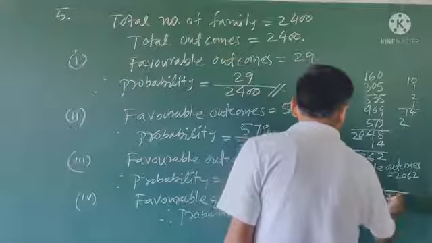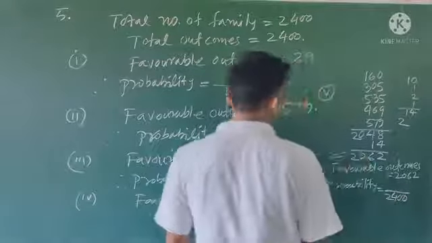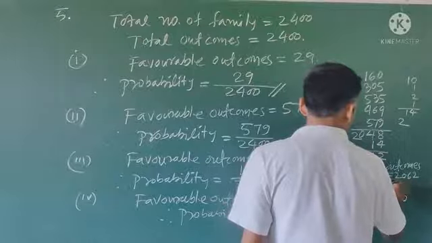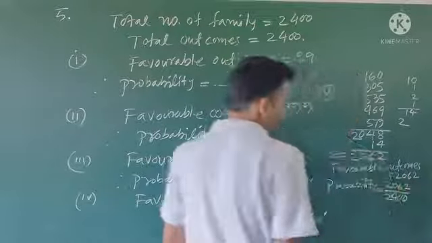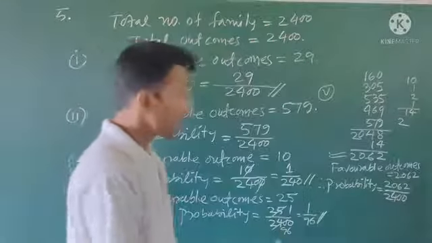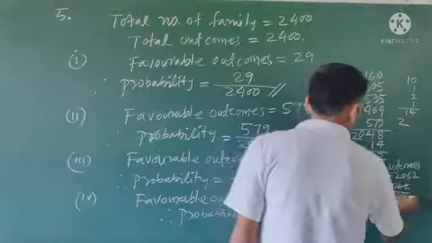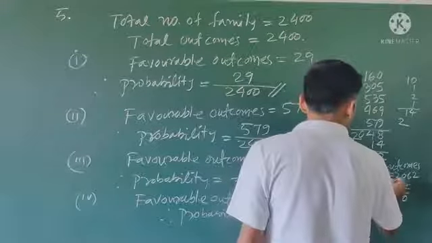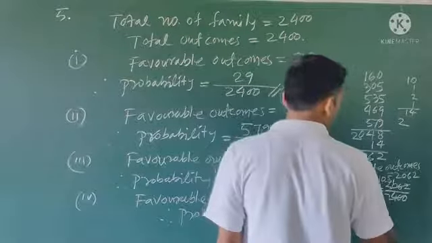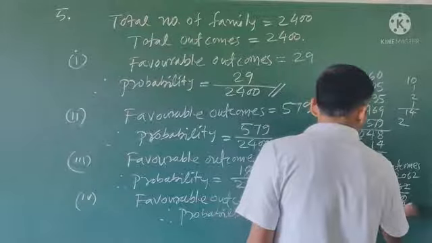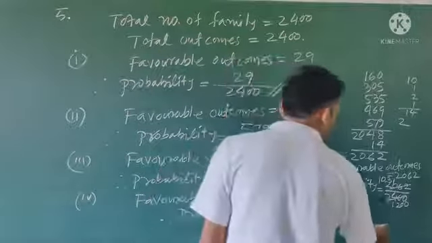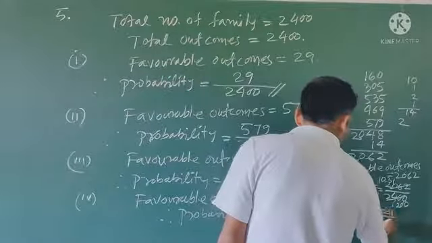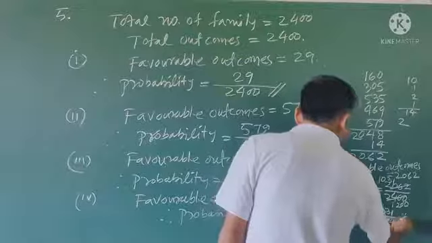So probability is favorable outcome divided by total outcome. So there is one common factor, that is 2. 1031 into 2 is 2062, and 1200 into 2 is 2400. So what do we get? 1031 by 1200.